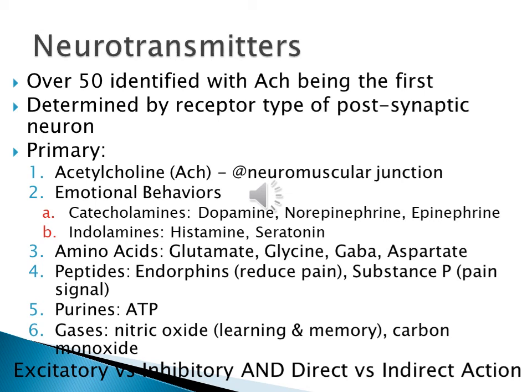And then we could have a direct versus indirect neurotransmitter mechanism. If it's a direct mechanism, it's going to open ion channels and promote a rapid response, like what we see with ACH, but also with your amino acids. If it's indirect, it's going to act as a second messenger and promote longer lasting effects. These are going to be things like your catecholamines, indolamines, peptides, and dissolved gases. Your dissolved gases being things that impact learning and memory, which can be kind of a big deal.